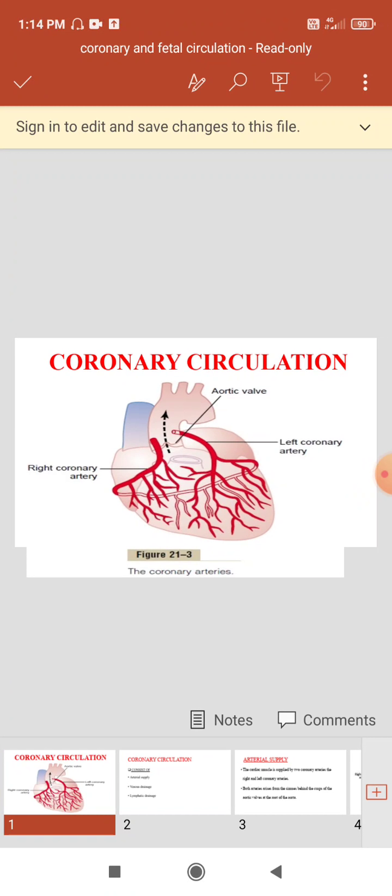So I'm here with another discussion topic like coronary circulation and fetal circulation. So we'll discuss coronary circulation. It's a familiar topic to all of you, right? Coronary circulation consists of arterial supply, venous supply, as well as lymphatic drainage. So we'll discuss each one.